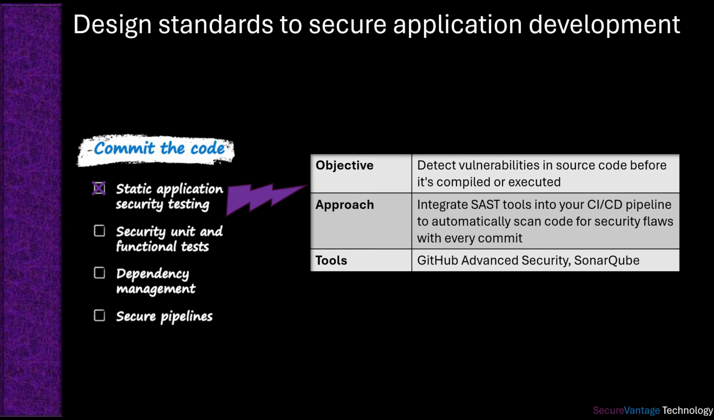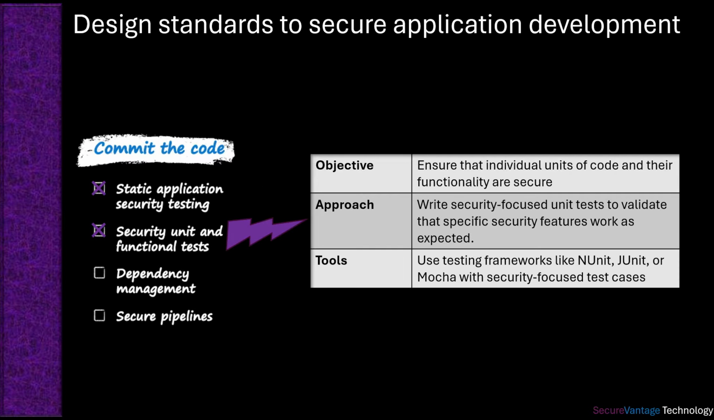The objective of static application security testing is to detect vulnerabilities in source code before it's compiled or executed. You as a cybersecurity architect ensure that the development team has integrated SAST tools into the CI/CD pipeline to automatically scan code for security flaws with every commit. GitHub Advanced Security and SonarQube are some of the popular tools that are mostly used to achieve the objective.